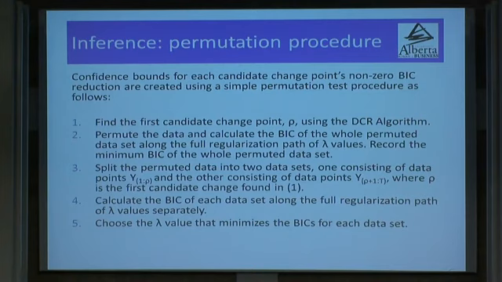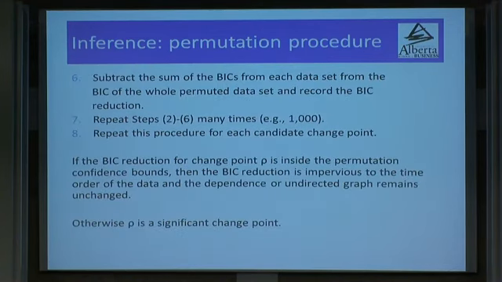Okay? And what we do is we calculate the BIC of those permuted data sets along the full path of lambda values separately, and we choose the lambda that minimizes the BIC for each data set. And then, of course, we subtract the sum of the two partitions from the BIC of the whole permuted data set, and we record the BIC reduction, okay?